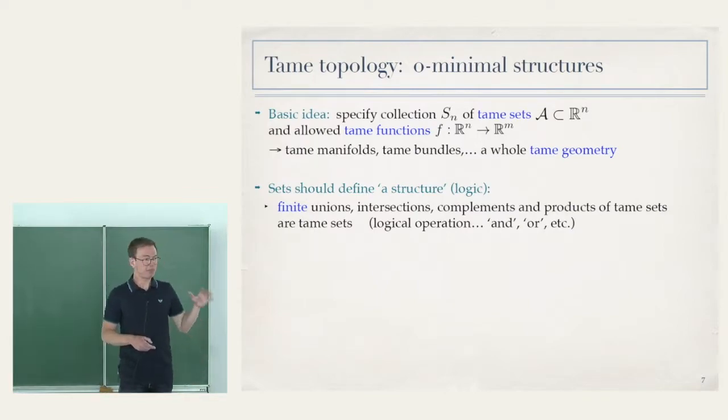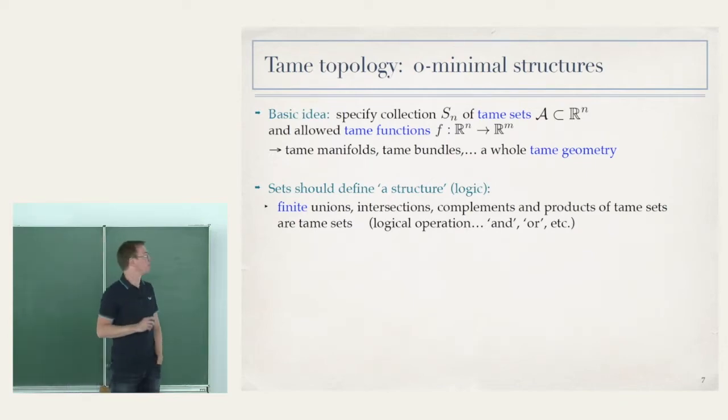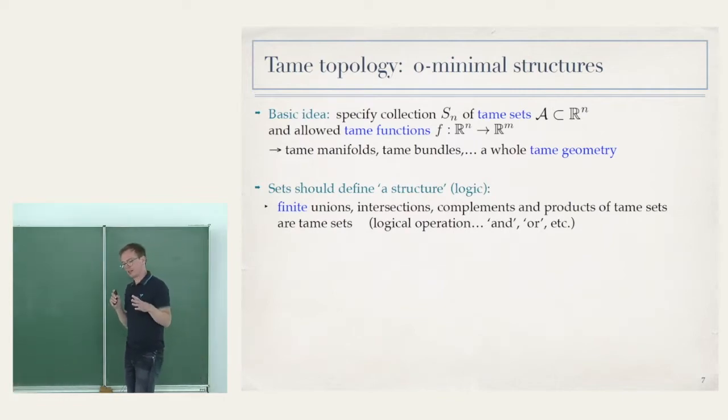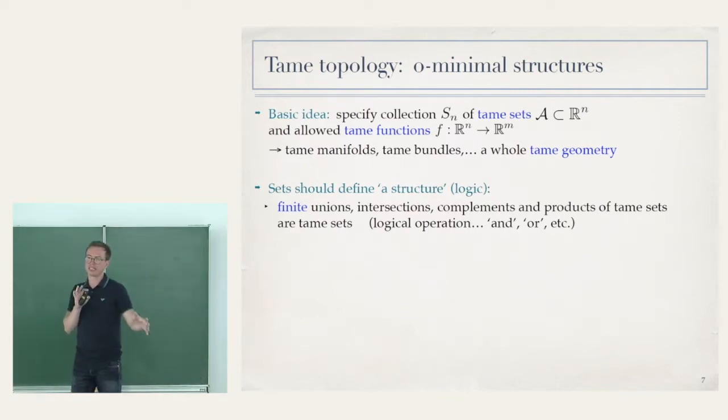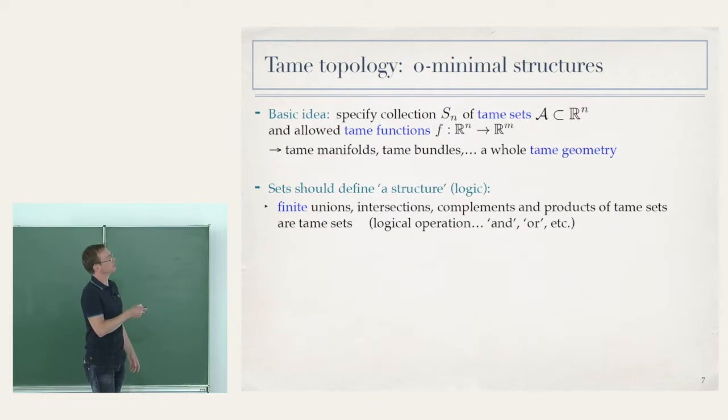A first step is we have to say, what are now these tame sets? So they first have to define a structure. So what is a structure? It's a construct where you say, what are the properties of the sets within this collection of sets? And in particular, you want them to be closed under finite, I made this blue, finiteness, very important. They should be closed under finite unions, intersection, complements, and products.